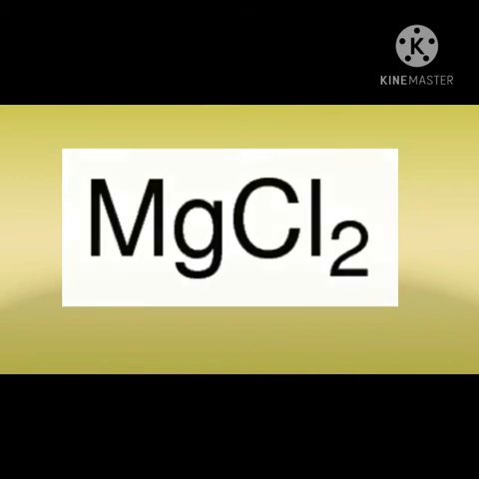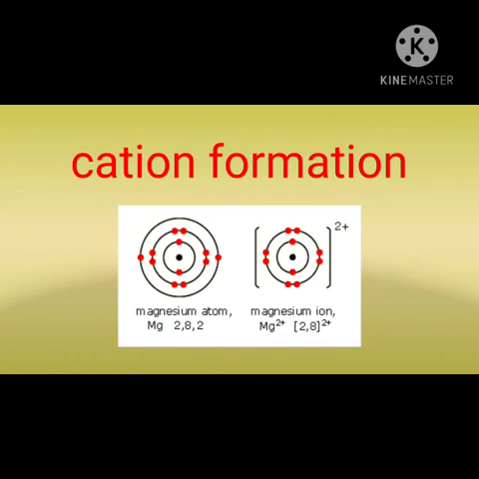First, the magnesium cation formation. The electronic configuration of magnesium is 2,8,2. In the valence shell, magnesium has 2 electrons. So, it loses 2 electrons and becomes the magnesium Mg+2 cation. The electronic configuration of the magnesium ion Mg+2 is 2,8. In the valence shell it has 8 electrons. It loses 2 electrons and becomes a cation.